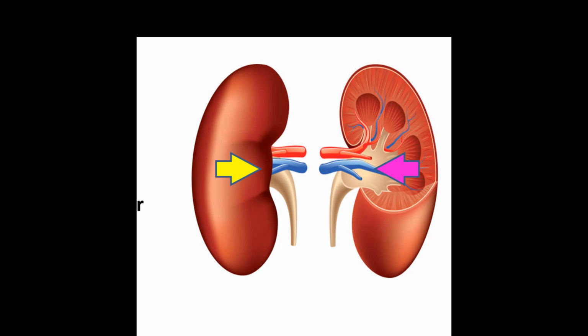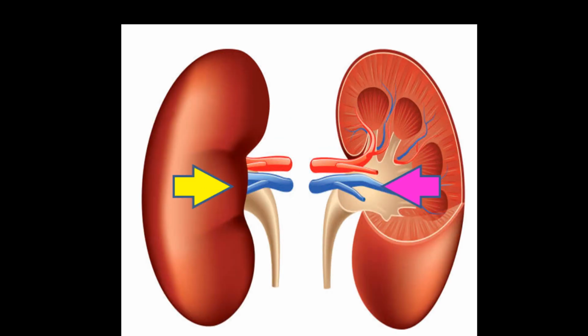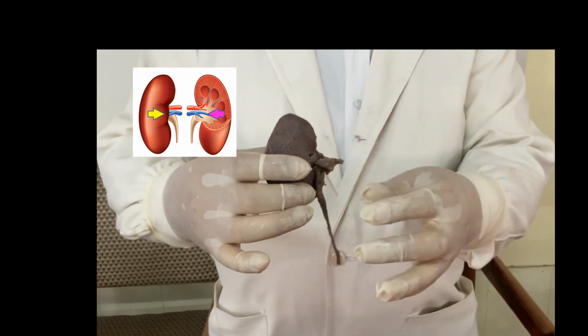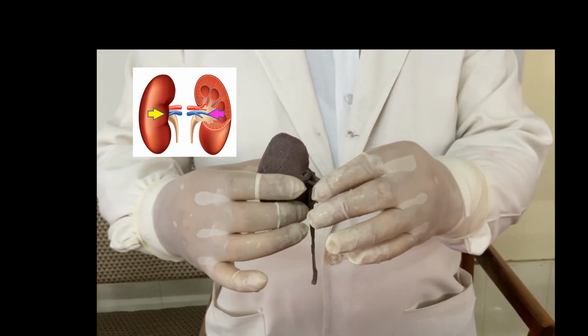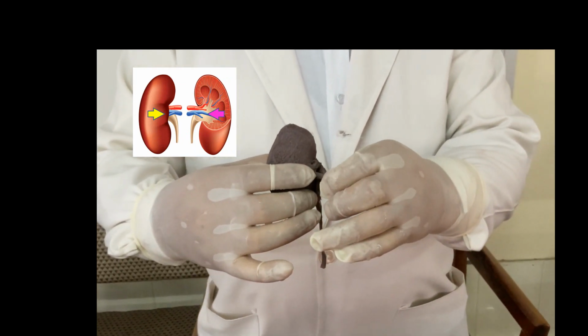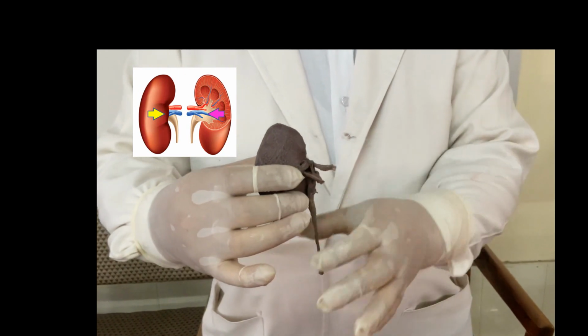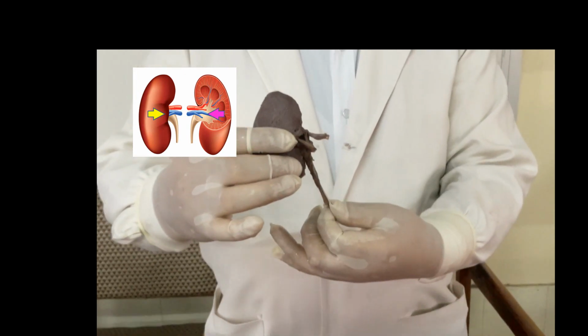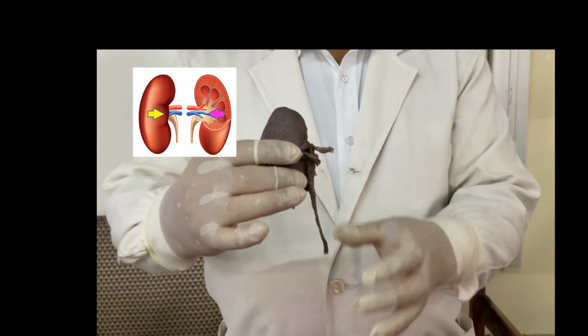So in case of right kidney, the arrangement of structures from anterior to posterior at the hilum is renal vein, in the middle lies renal artery, and posteriorly lies renal pelvis. So it is right kidney, because we have anteriorly placed renal vein, in the middle is renal artery, and this is renal pelvis continuing as the ureter.